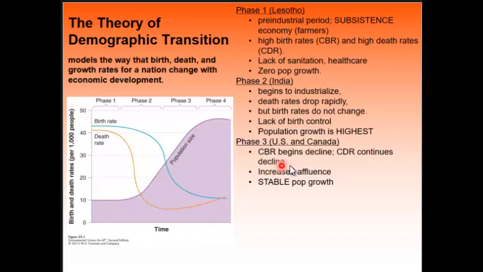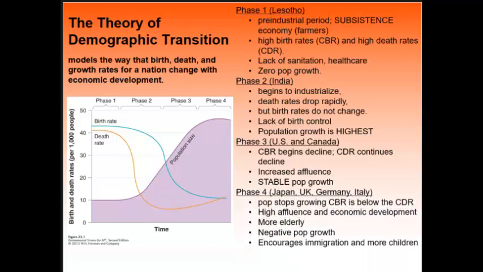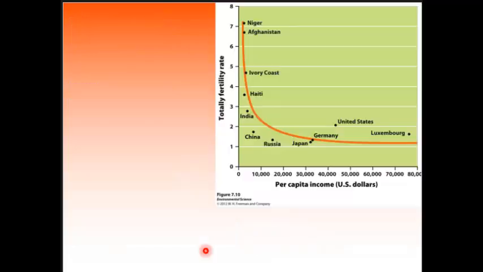In the US and Canada, this is us, phase 3. Our birth rates have declined, our death rates are declining, we are rich, and we are a stable population, increased affluence. Japan, Germany, these are the ones we talked about in class, are phase 4. So their crude birth rate is definitely lower. Look, right here, I showed you right here, the blue line. Their birth rate is now lower than their death rate. They have more old people, they have no population growth, and because of that, they need to encourage immigration and more children in their country in order to support the dependents in their country.